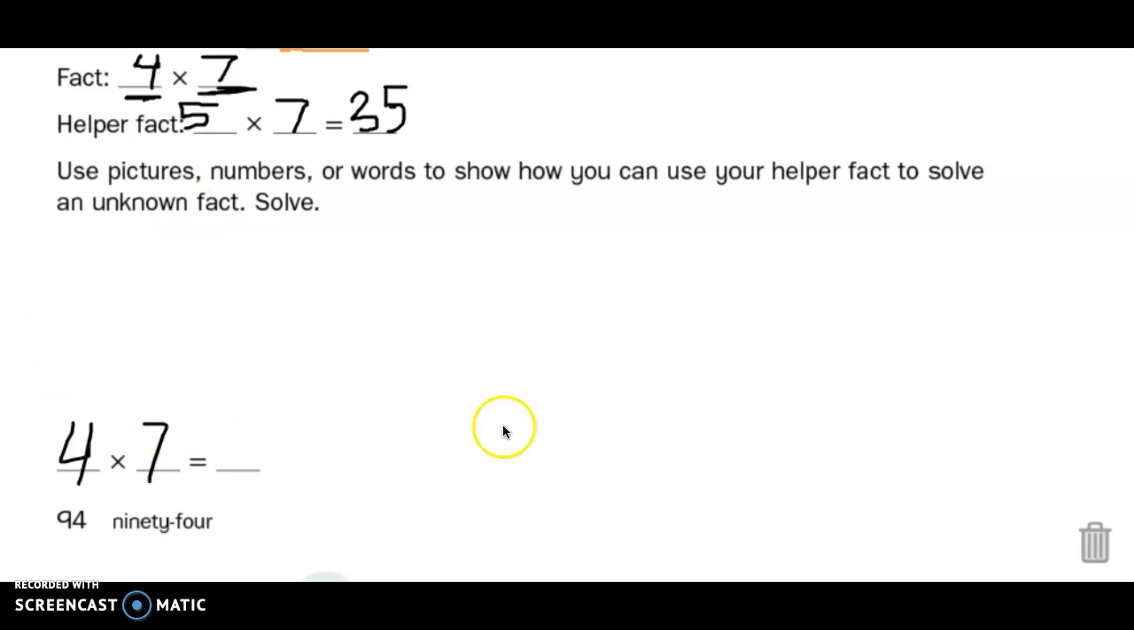Then use this space to draw out your helper facts or your unknown, using numbers or pictures, whatever you need. Once you're finished with that, go on over to math boxes and then send all these pictures to your teacher.